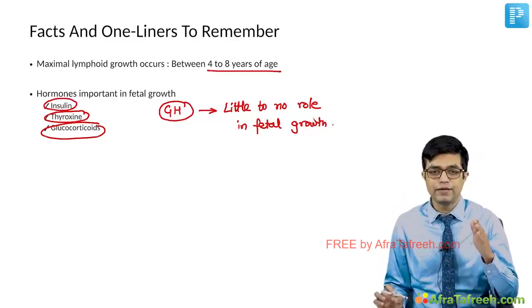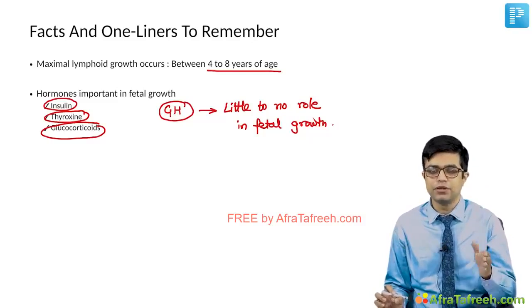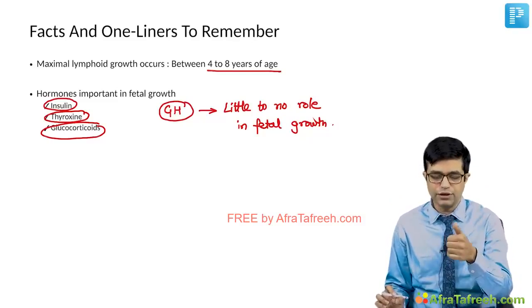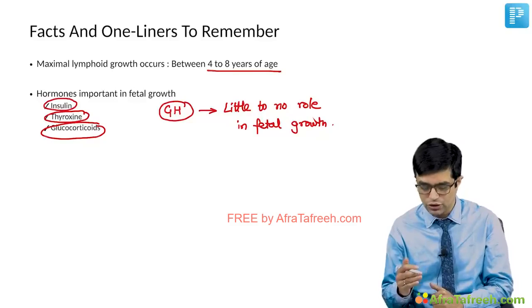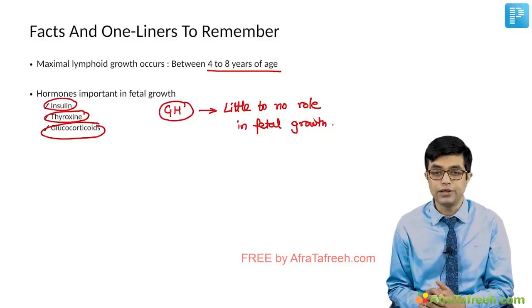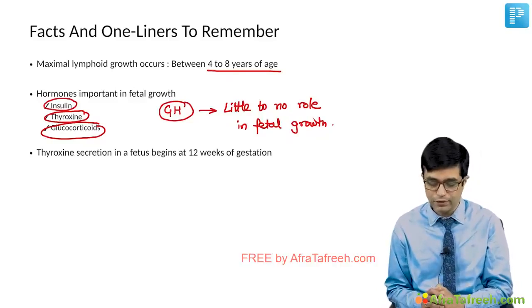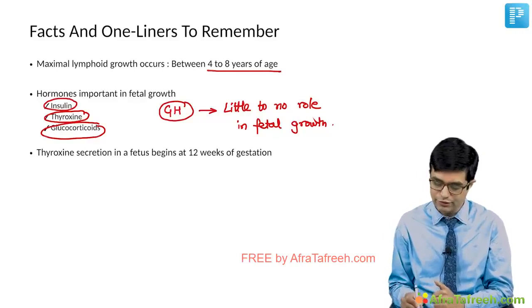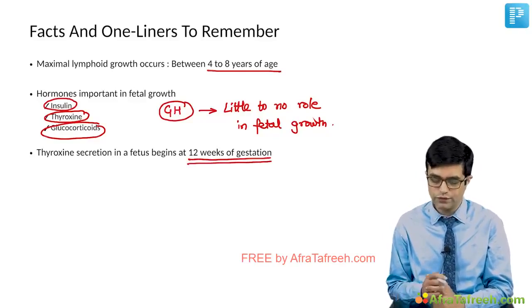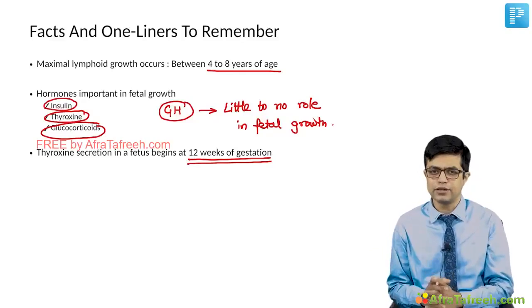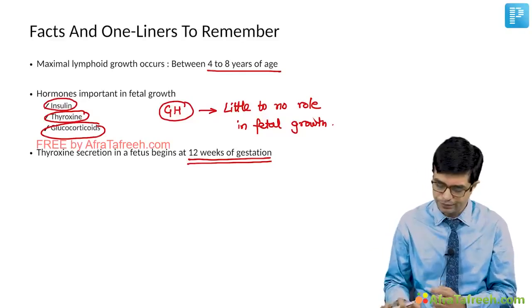So an MCQ can be asked to you in the super specialty exam: all of the following have a major role in fetal growth except. Four options will be given, the odd one out, and the answer will be growth hormone. It has no role in a fetus. And the third one-liner: thyroxine secretion in a fetus begins at 12 weeks of gestation. So these are some one-liners mentioned in books that you need to know.